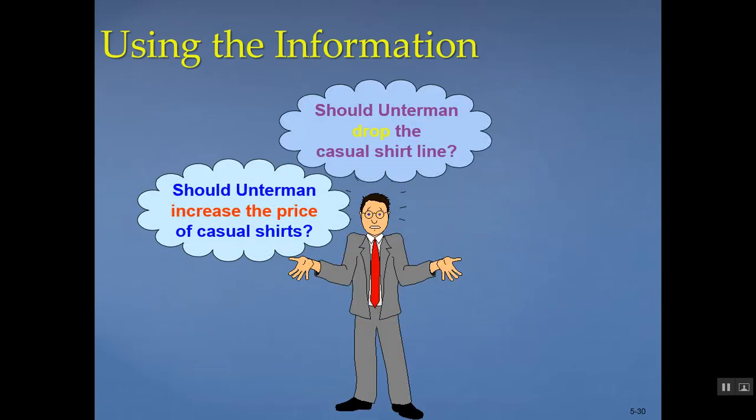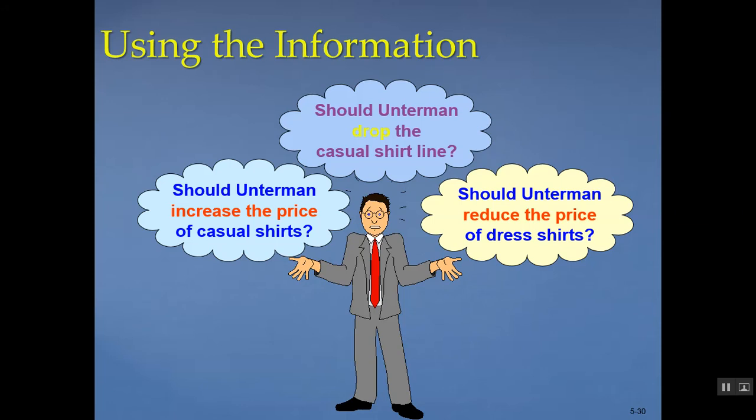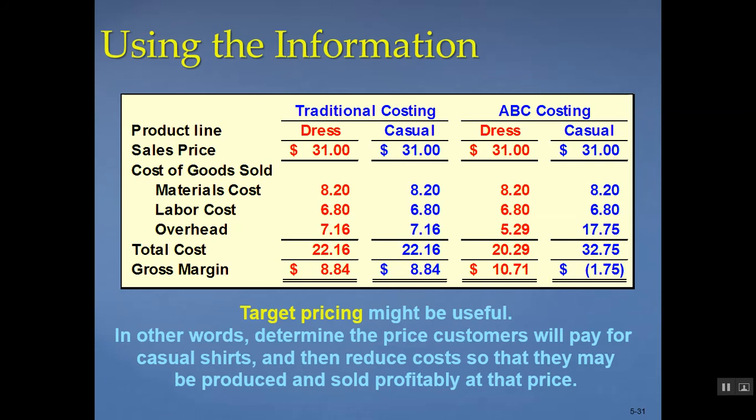So should they drop the casual line? Should they increase the price of the shirt? Should they reduce the price of the dress shirts? These are all the types of questions that you can use this information to answer. So now that we have this information available to us, we can use the concept of target pricing. In other words, we're going to determine the price customers will pay for casual shirts and then try to reduce the cost so that they may be produced and sold profitably at that price.